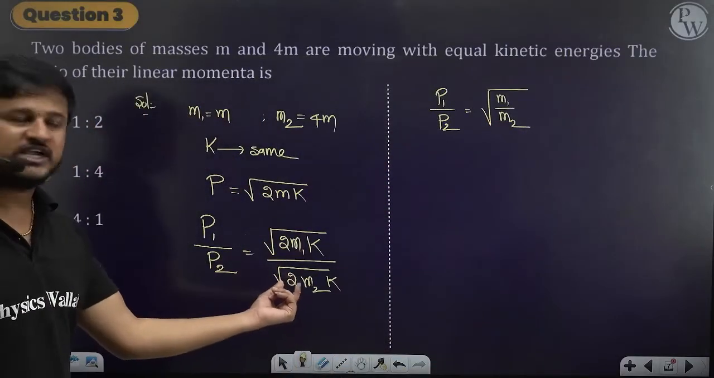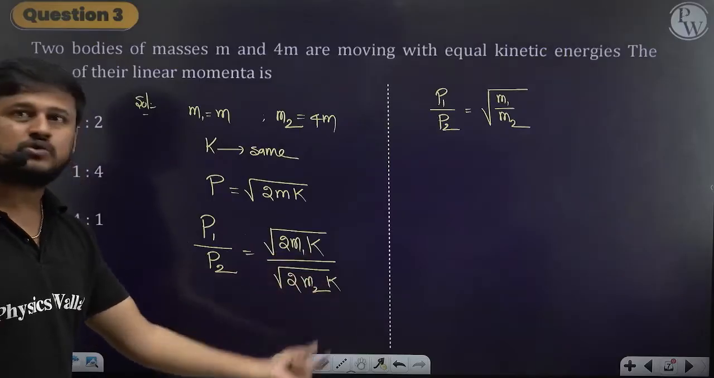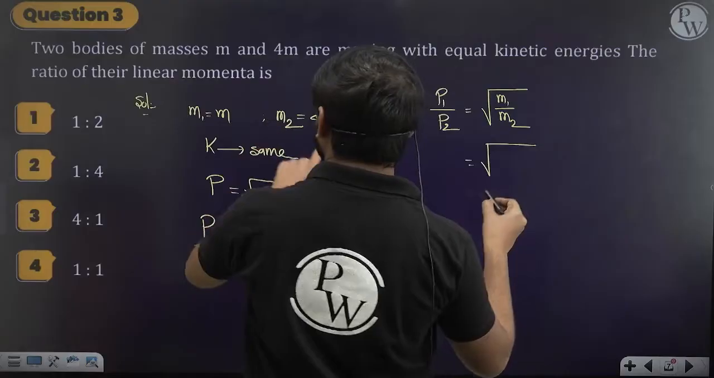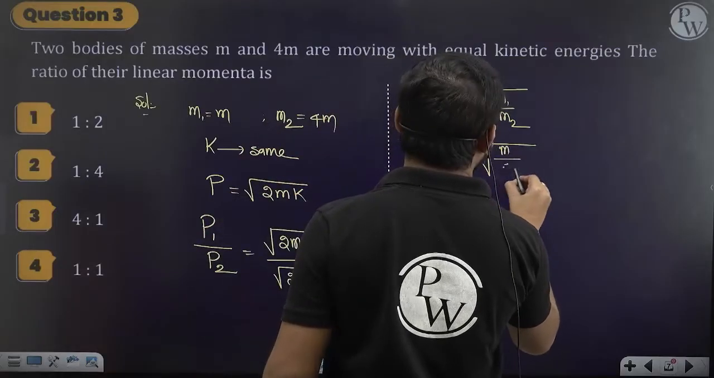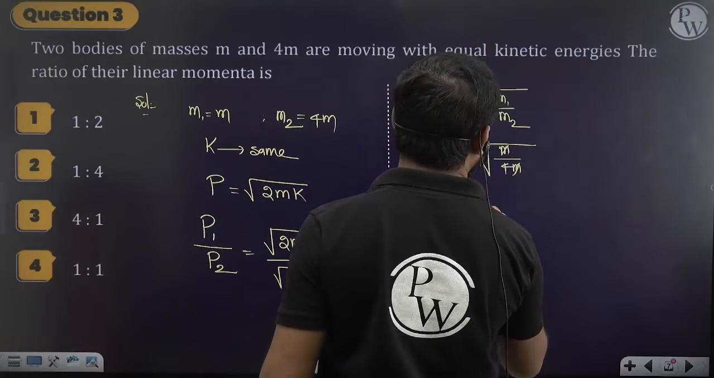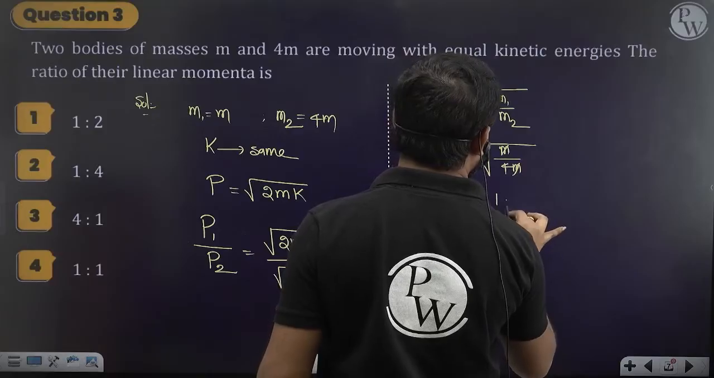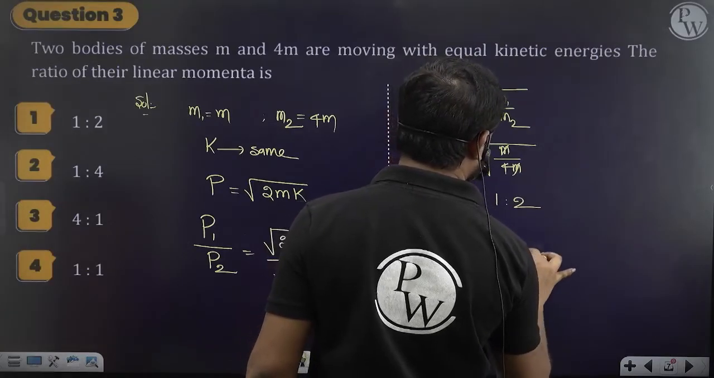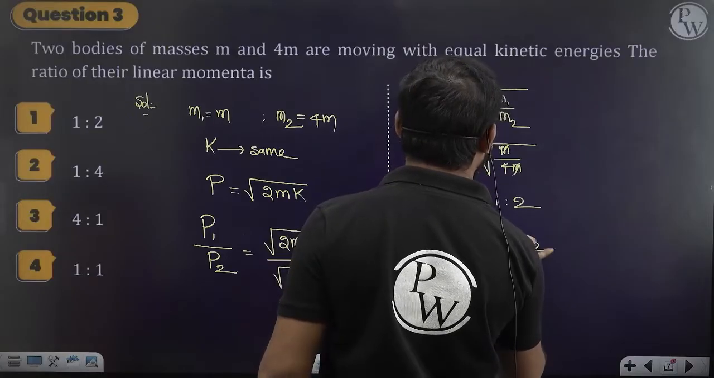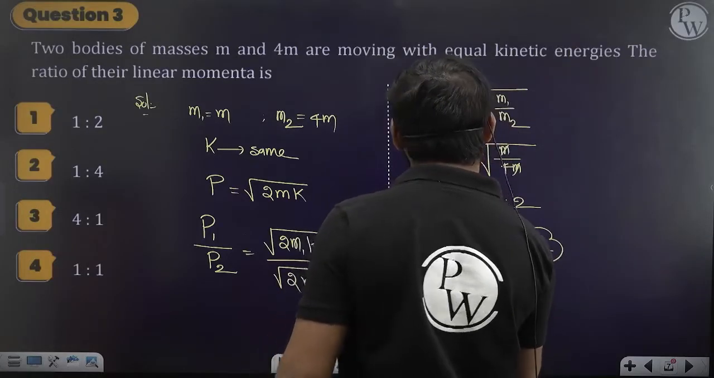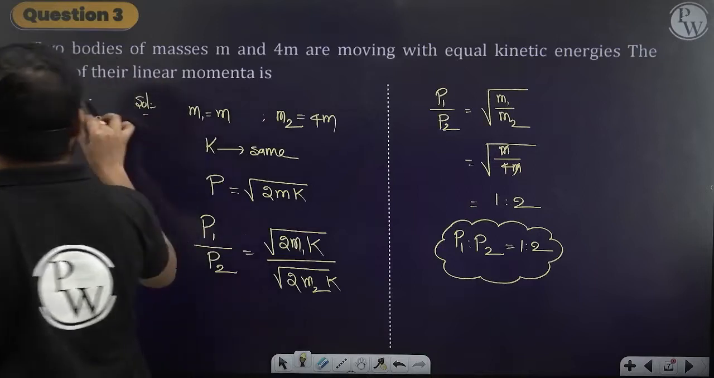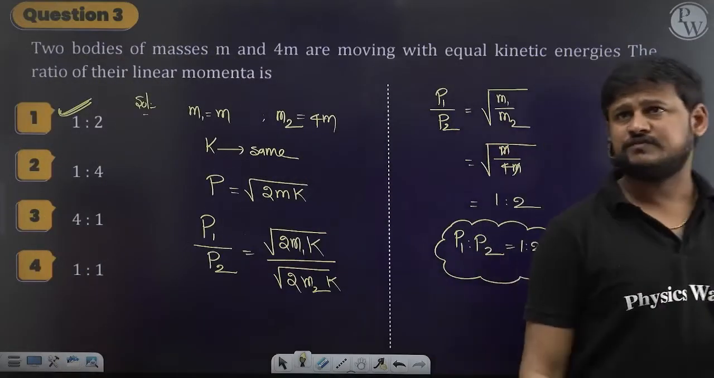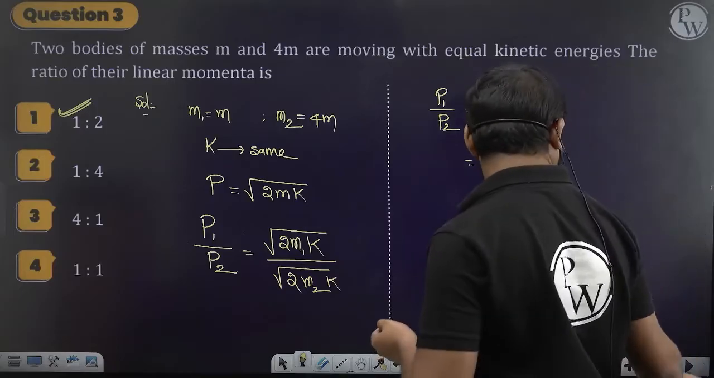So that's the only thing left. Root 2 gets cancelled, root K gets cancelled, right? So what is m1? m1 is m and m2 is 4m. So m cancels. So this is going to be 1 is to 2. Therefore P1 is to P2 is 1 is to 2. So option 1 is the correct answer guys. Clear? Understood everyone? So let's move further.